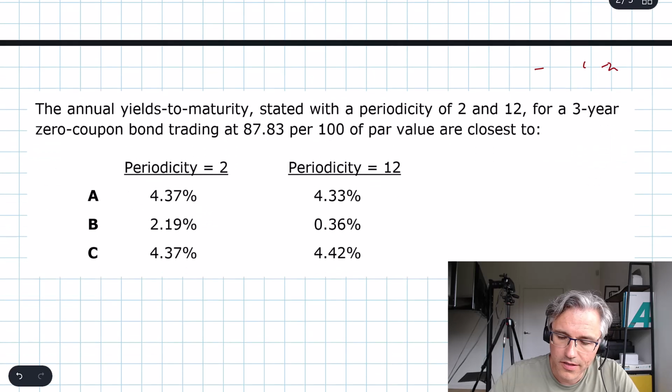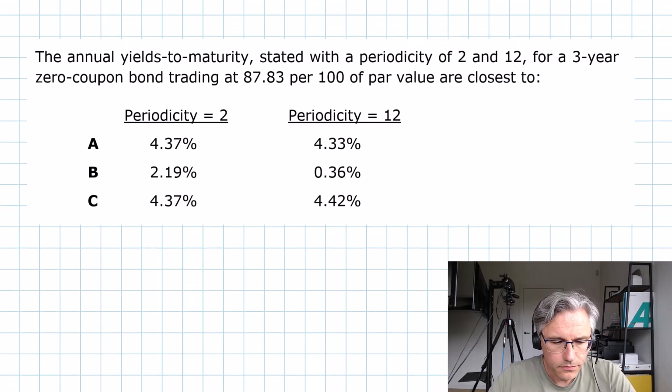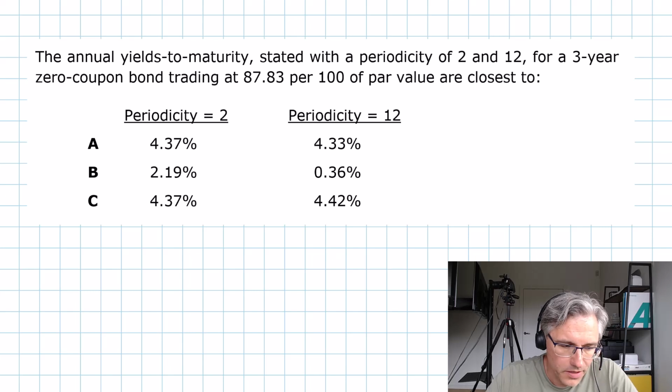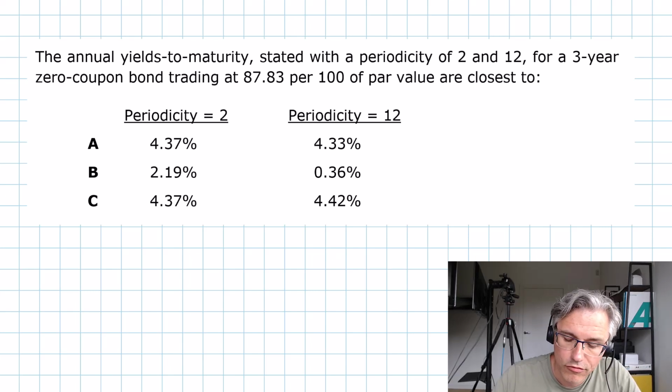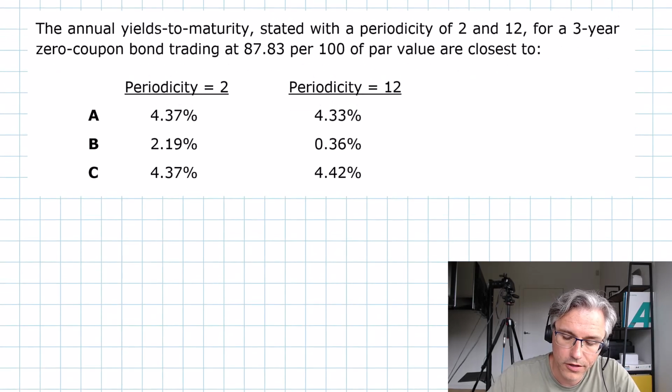Now the second one is going to relate to zero coupon bonds, because with a zero coupon bond, because it doesn't pay any coupon, realistically you don't have any idea of what the periodicity should be for a zero coupon bond. So here's the question: the annual yields to maturity stated with a periodicity of 2 and 12 for a 3-year zero coupon bond trading at 87.83 per 100 of par value are closest to.